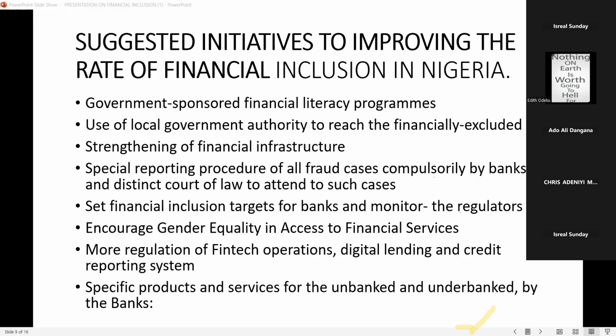Then the other one is strengthening financial infrastructure. By infrastructure I mean the facilities that are targeted at financial services provision. The other thing is a special reporting procedure for all fraud cases, compulsorily by banks, and distinct courts of law to attend to such cases. Now, this will also help when people report that, so it should be easy, and people should be willing to report those fraud cases.